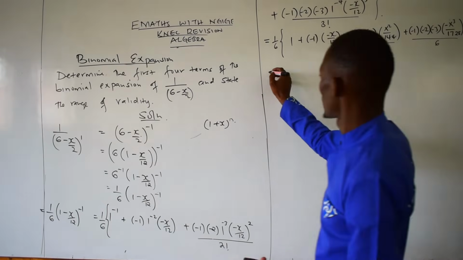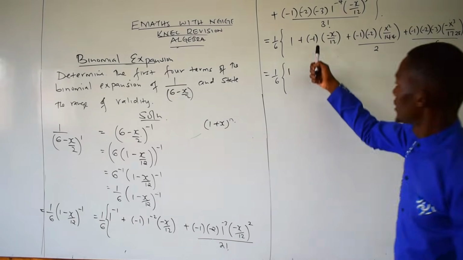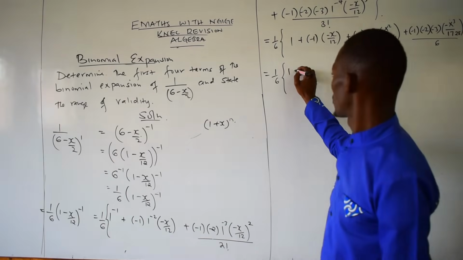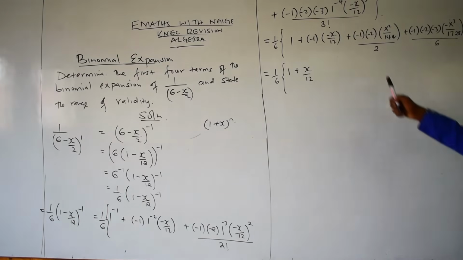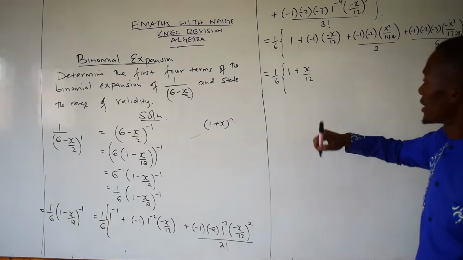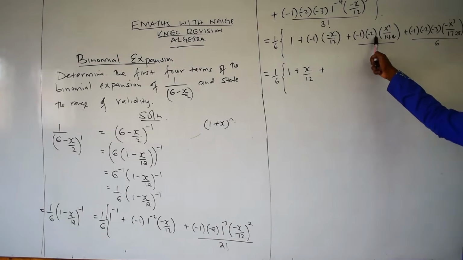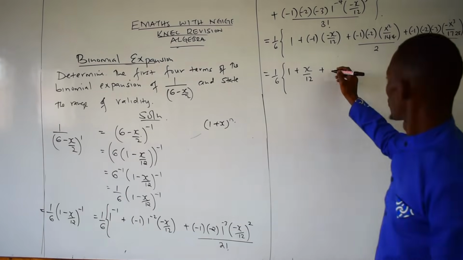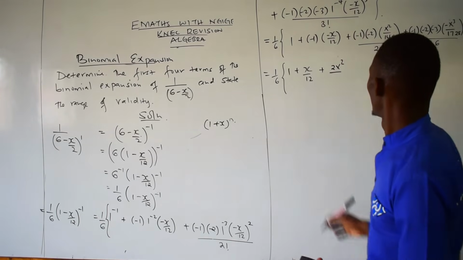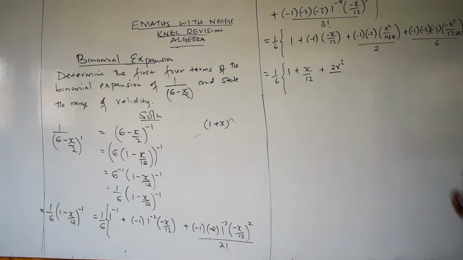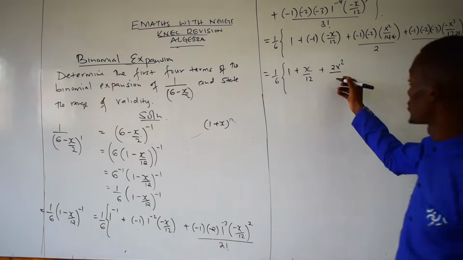So now we can run that further. 1 over 6, so we have 1, negative gives you positive, so plus x over 12. Then we have negative, which gives you again positive. This one gives you positive. Therefore, 1 times 2 is 2, 2 times x squared is 2x squared. Then you have 144. So since this is at the denominator, you multiply by 2, which gives you 288.